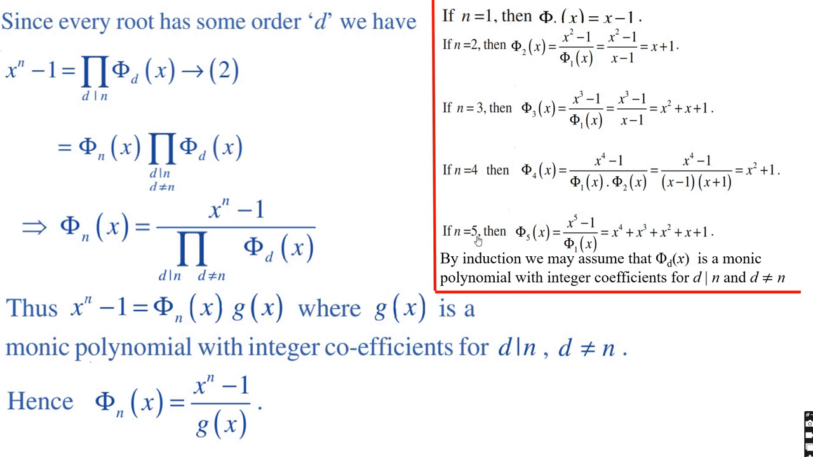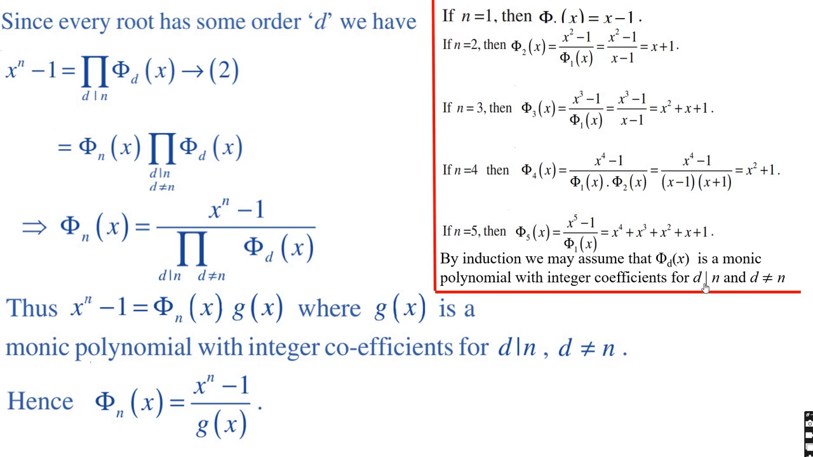And when n equals 5, again 1 and 5 are the only divisors. So we have only one factor in the denominator, and this one gives us this. So by induction we may assume that phi d of x is a monic polynomial with integer coefficients. The coefficients are all integers. Monic means the coefficient of the highest power is 1.